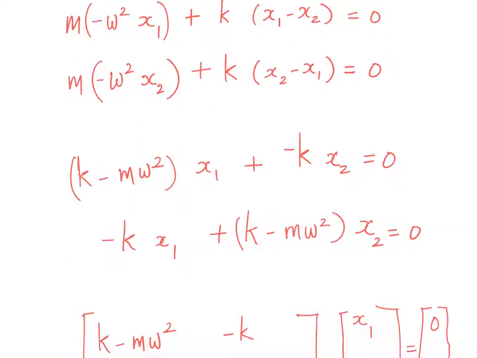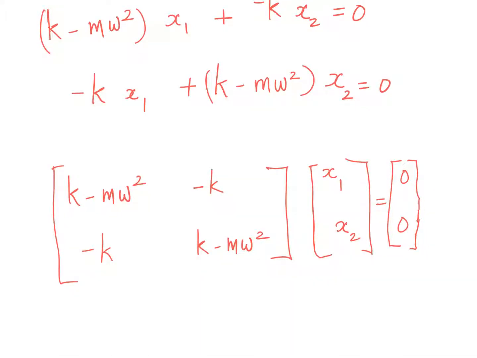Again, straightforward. Once we put those in a matrix form, it looks something like this. So here we have a system of two linear equations. They are linear. We don't have an x1 square sitting in this expression. We don't have an x2 square sitting in this expression. So they are homogeneous and they are linear.